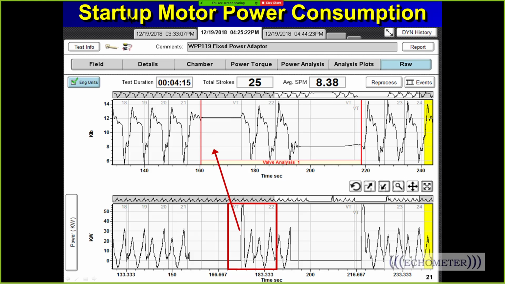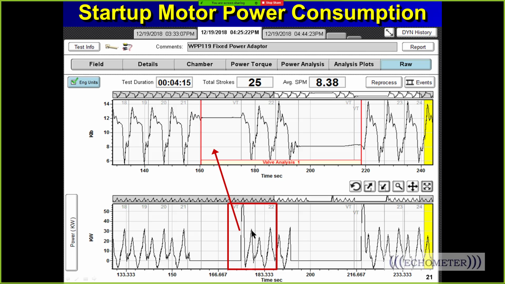This is the startup motor power consumption. Now, what do I mean by that? Well, look, we did a valve test right there, and the motor's off, and the kW is 0. And we turned it on right there to start it back up, and then look, there's a whole lot. There's the breakaway and breakover kW right there.